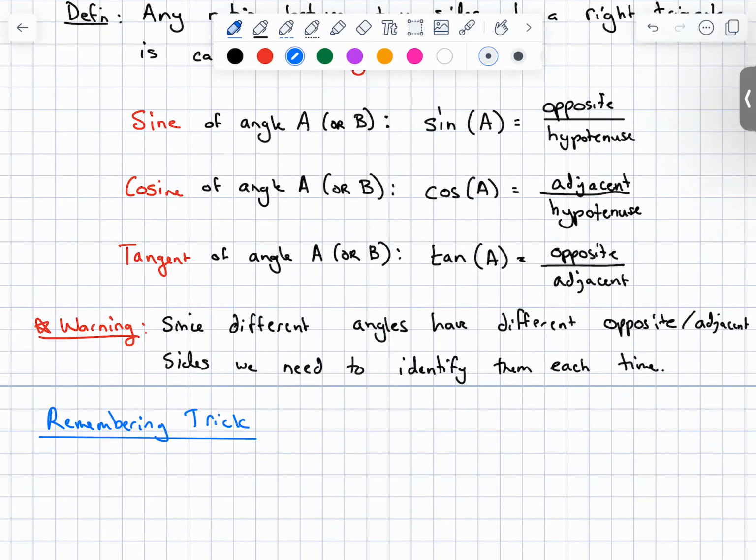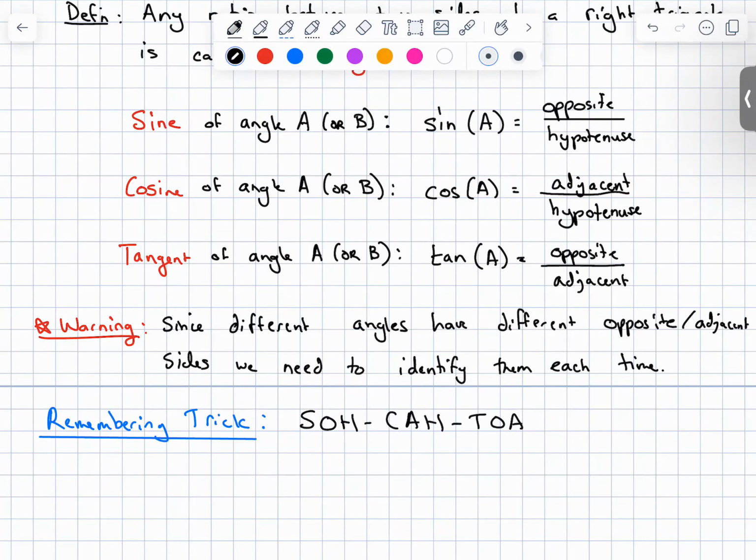So that's a lot of words to memorize, right? Sine is opposite over hypotenuse, cosine is adjacent over hypotenuse, and tangent is opposite over adjacent. How do I memorize that? That's a lot of things. And so the brilliant people thought of a word, not really a word, SOHCAHTOA.